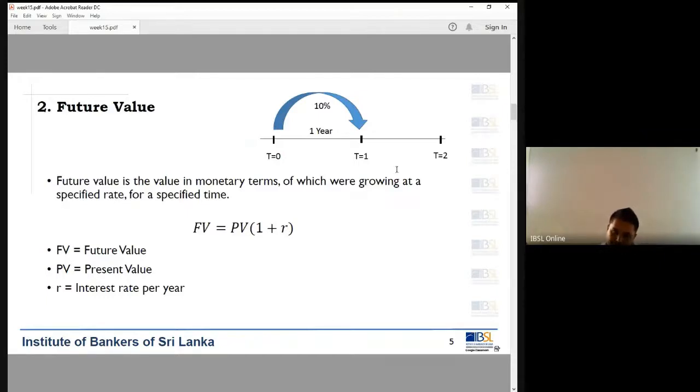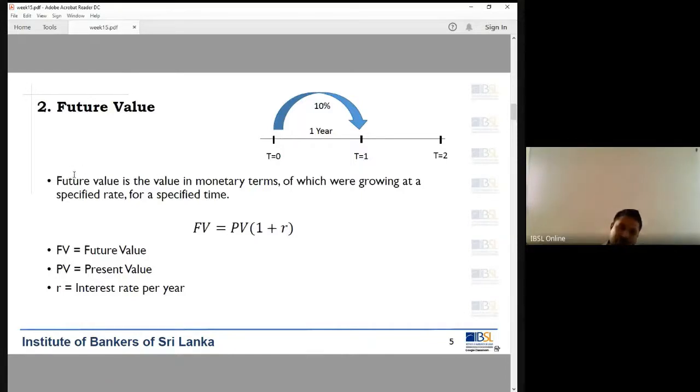So the future value concept suggests that, let's say, if you look at this simple timeline example, I have put year 0 here, that is the current point, year 1 here, and this 10% suggests that we are going to get some interest for this time period for whatever amount that we are going to invest.